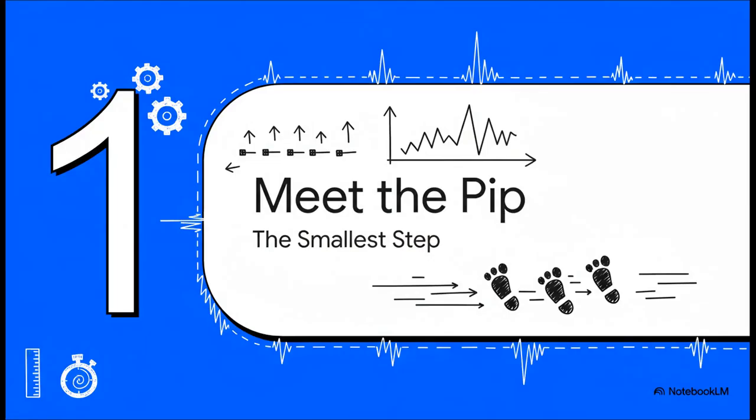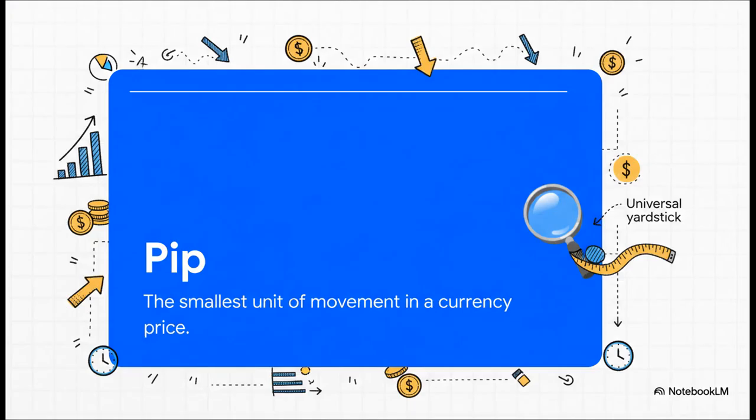All right, first up, let's meet a tiny but mighty little concept called the pip. Just think of this as the absolute basic unit of measurement for any price change. It's the smallest step a currency can possibly take. So officially, a pip is just the smallest unit of movement in a currency's price. When you hear traders talk about a currency pair moving 50 points, what they're really saying is it moved 50 pips. It's kind of like the universal yardstick that everyone in the market agrees to use.